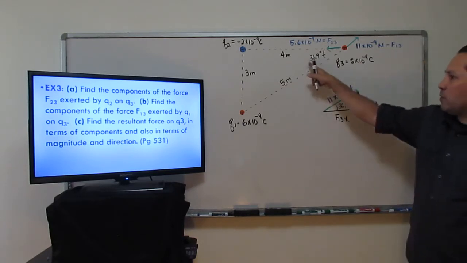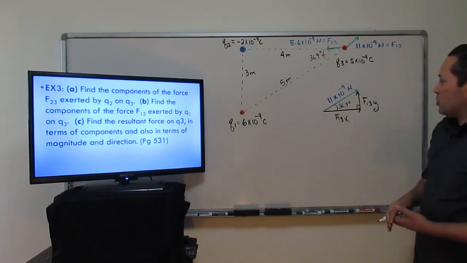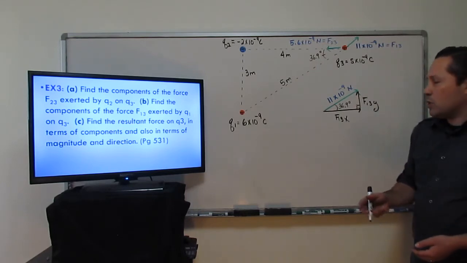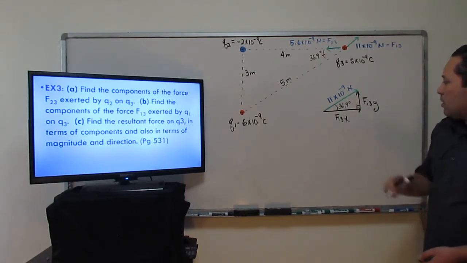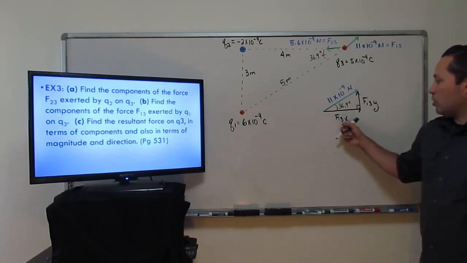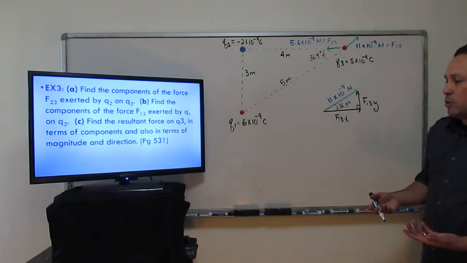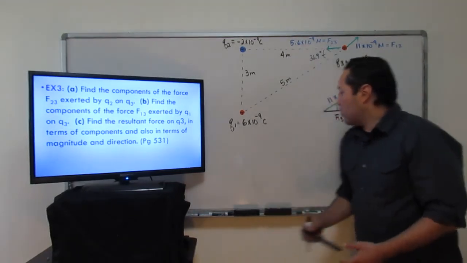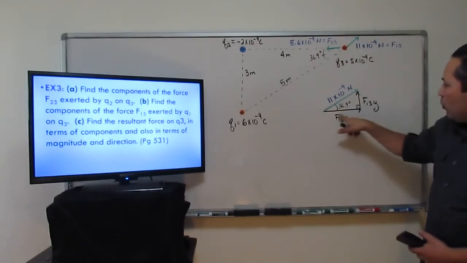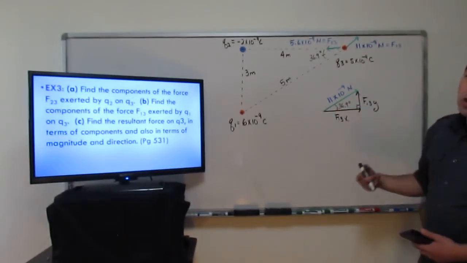We do have the angle that was given to us in the problem, which is 36.9 degrees. And let's start with the force between 1 and 3 on the x-axis after you break it down into its components. Alright, so notice how this force on the x-axis is adjacent to the angle.